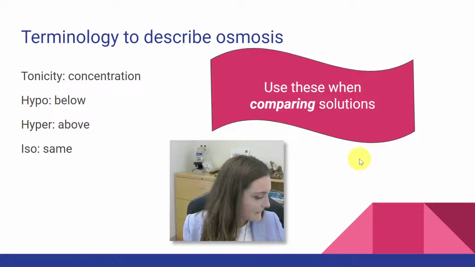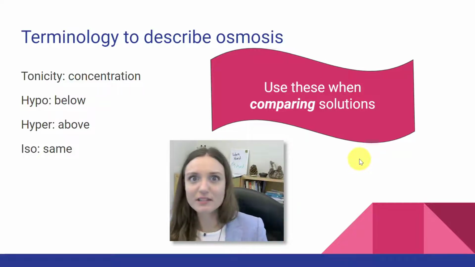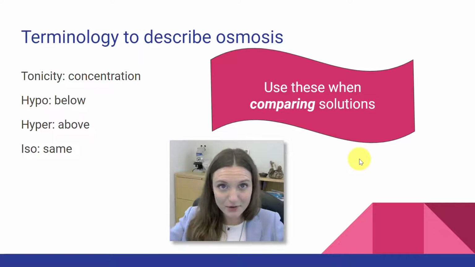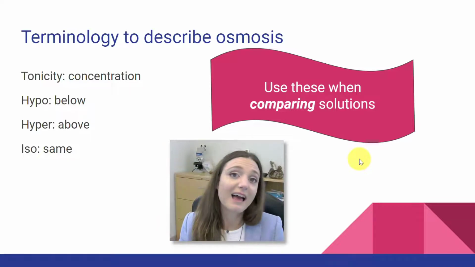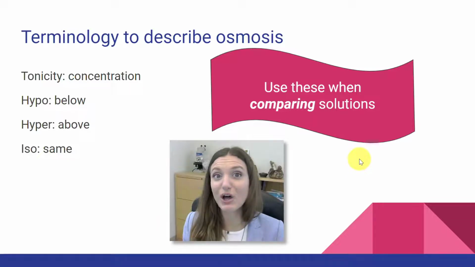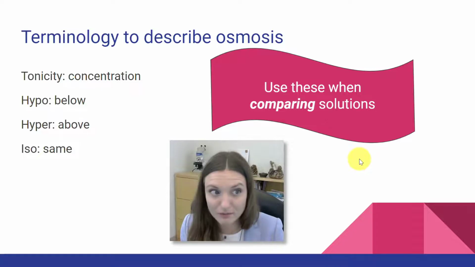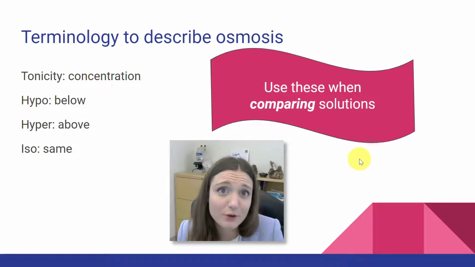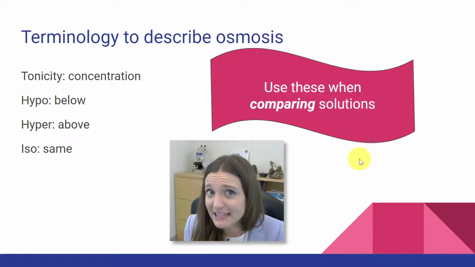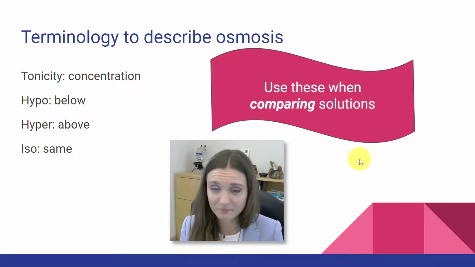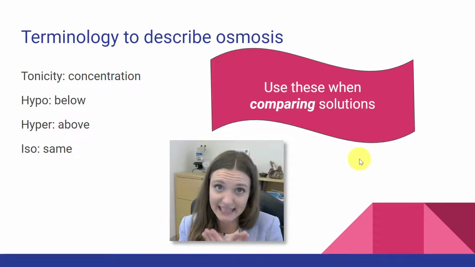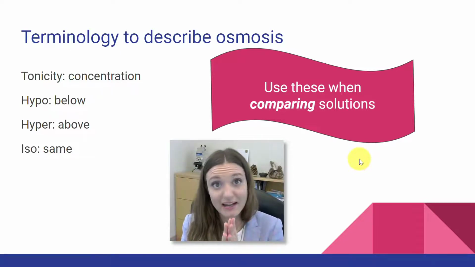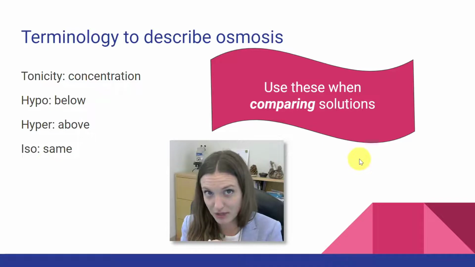So, we may have heard these prefixes before. Hyper means above. So like hyperactive, you have a lot of energy, higher than normal energy level. Hypo means below, or lower. Like hypothermia, not enough heat, below temperature. And iso means the same. We saw this before when we saw isomers. They have the same chemical formula, but a different shape to them, right?